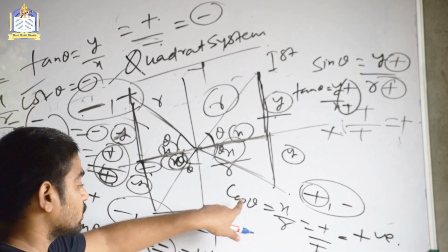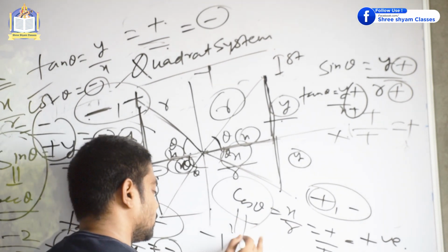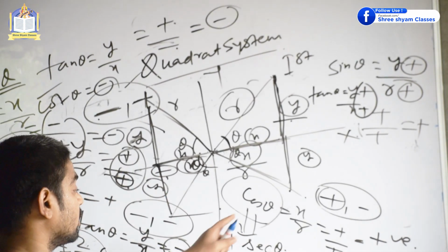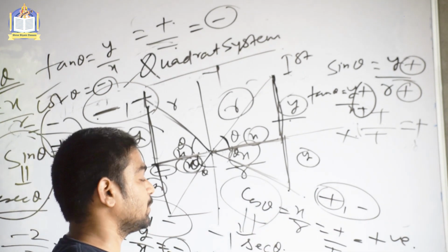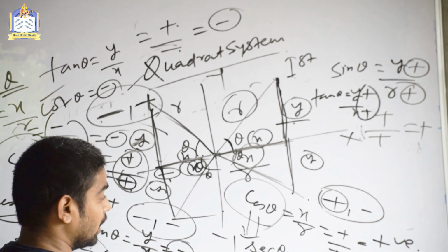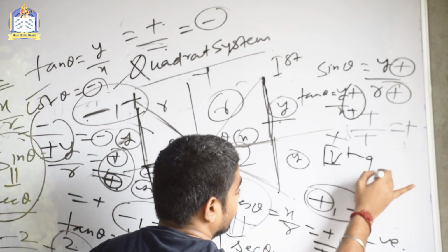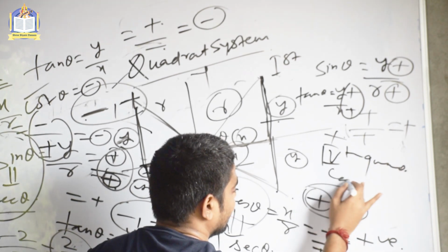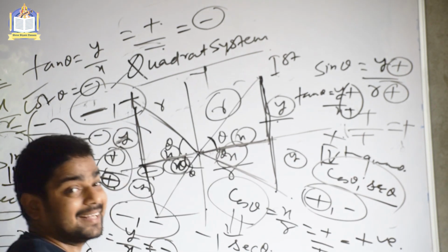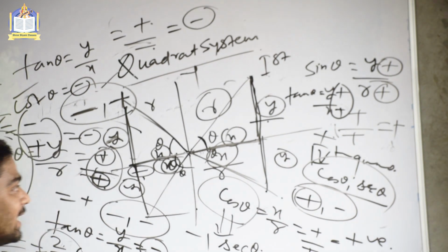So in the fourth quadrant, cos theta is positive, therefore sec theta, its reciprocal, will also be positive. In the fourth quadrant, cos theta and its reciprocal sec theta will be positive and all the other trigonometric functions are negative, right? Only cos theta and its reciprocal, sec theta, will be positive.